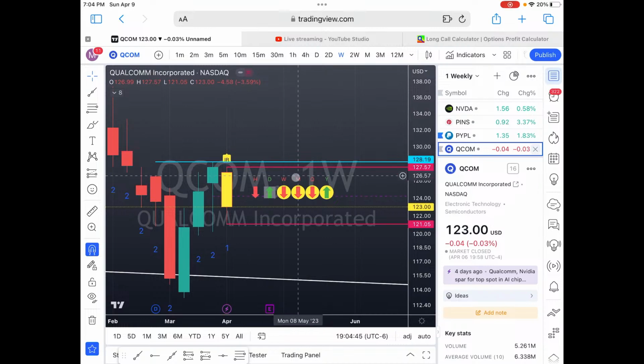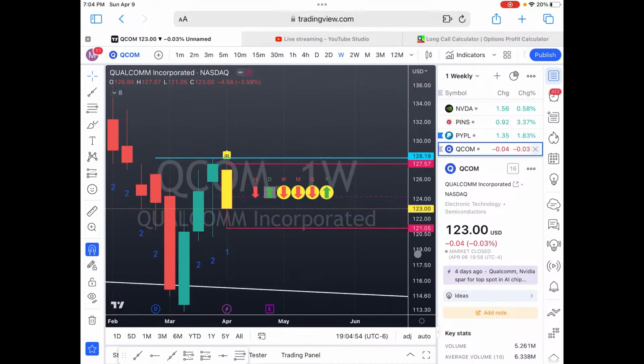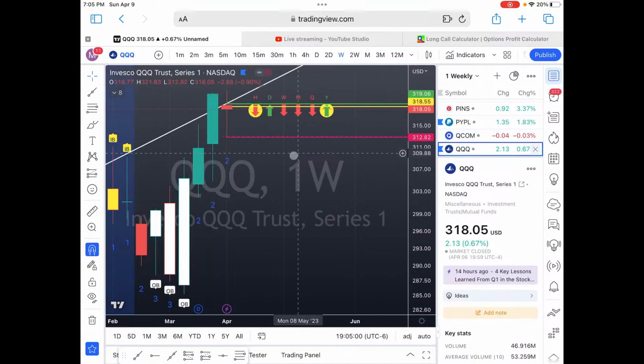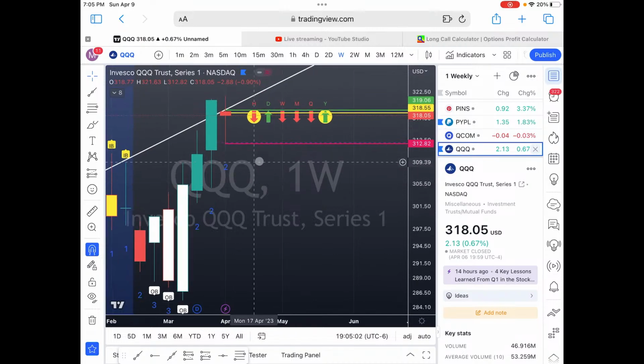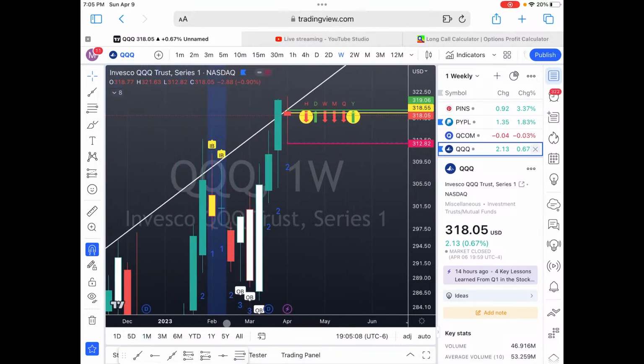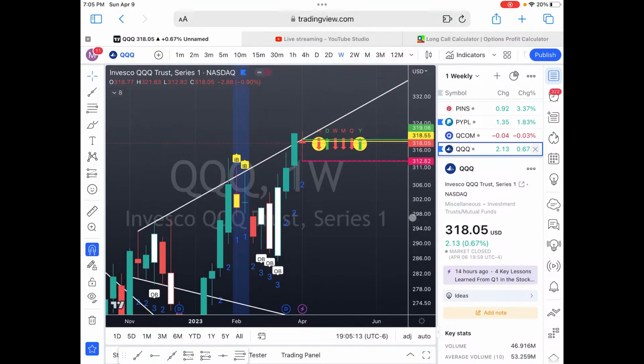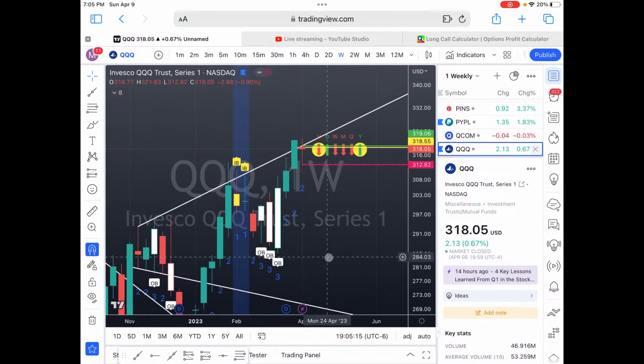Qualcomm, QCOM, inside bar. We're going to look for calls at 127.57, puts at 121.05 on these inside bars for QCOM. We're winding down here. We've got a 2 up red on QQQ, so we can look for puts at 312.82, running at the top of a broadening formation. So I don't talk about broadening formations a lot.